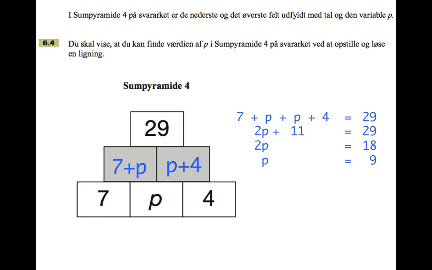So we've solved the equation, p equals 9, which means you can have a 9 here instead of p, and then the whole thing works out to be 7, 9, 4, 16, 13, 29.